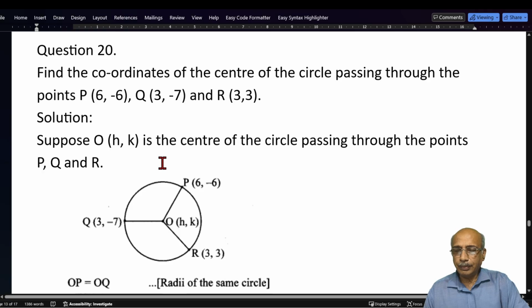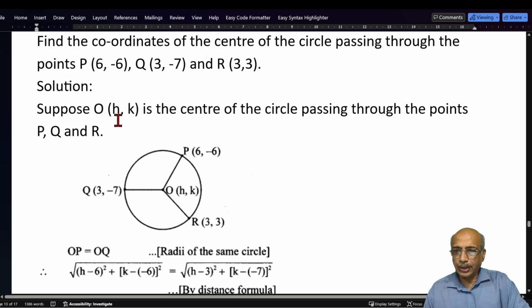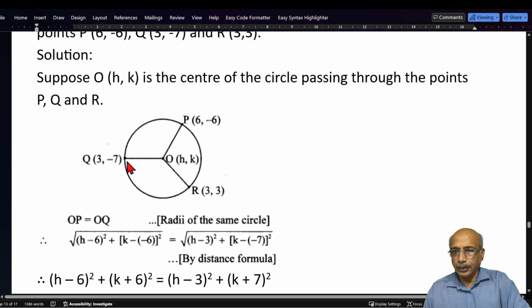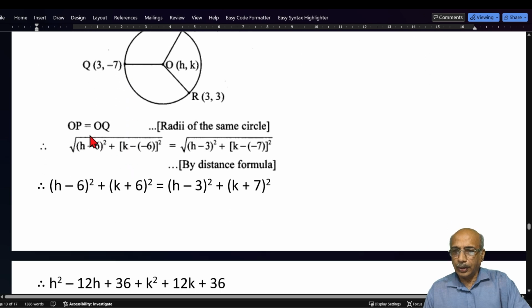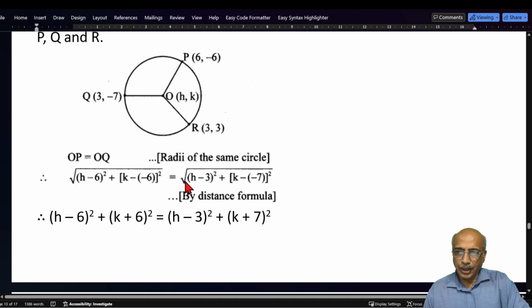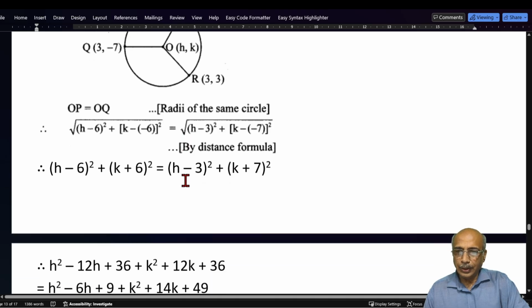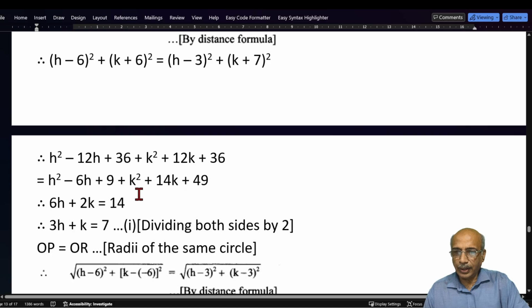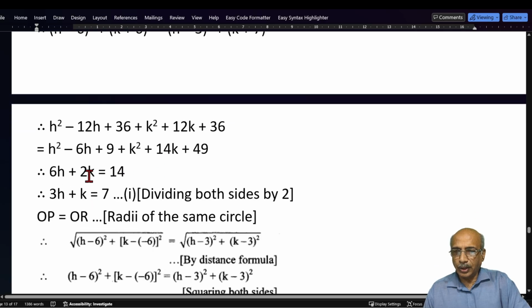Problem number 20. Find the coordinates of the center of the circle passing through the points P, Q and R. Suppose center is O, h and k are the x and y coordinates. Here we have the same circle, same method as above, what we have solved. You have to simplify this. Here you will get 6h plus 2k equals 14. Divide by 2, we will get 3h plus k equals 7.